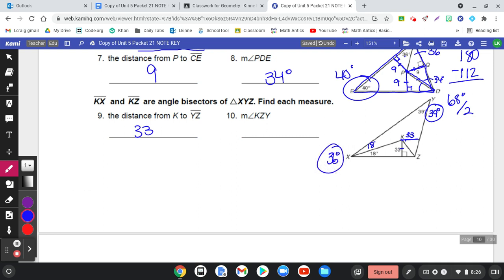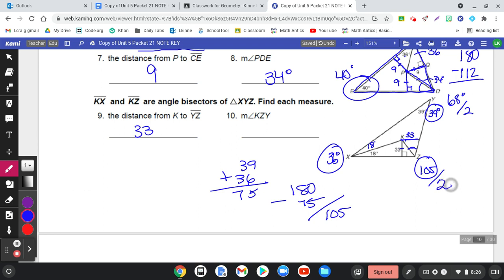So if I want to figure out the measure of angle KZY, which is right here, figure out what the whole angle Z is and divide it by 2. So we'll take 39 and 36, 75, subtract it from 180. So this whole thing's 105. If you want to find both halves, we'll divide by 2. So it's 52.5.